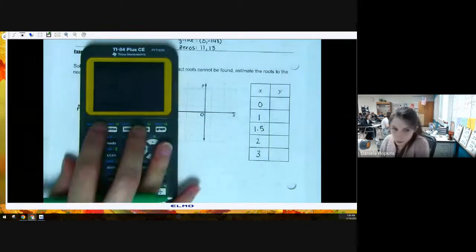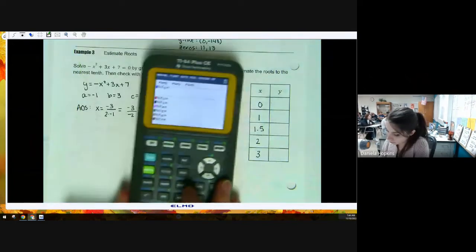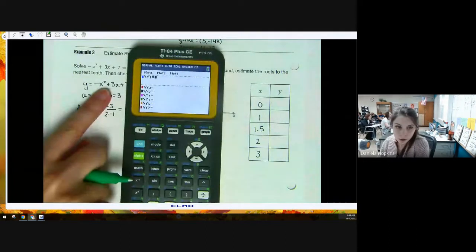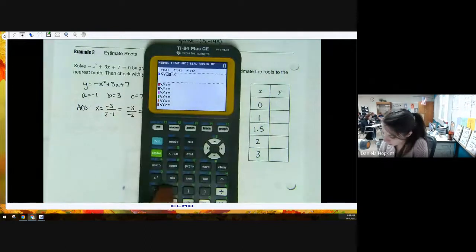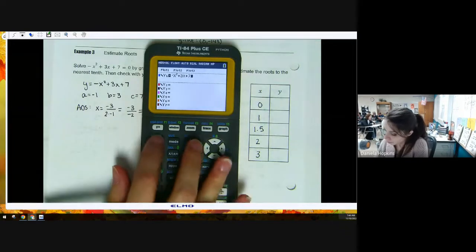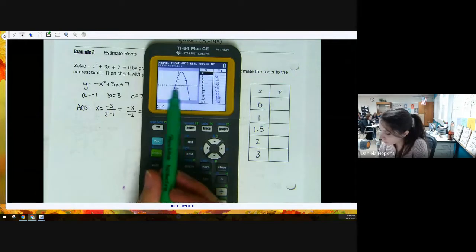The issue is, on our calculators, if you clear out your y equals, type in this related function. So that is -x² plus 3x plus 7. If I just hit second table, I can see the graph, and you guys can estimate from the graph, right?